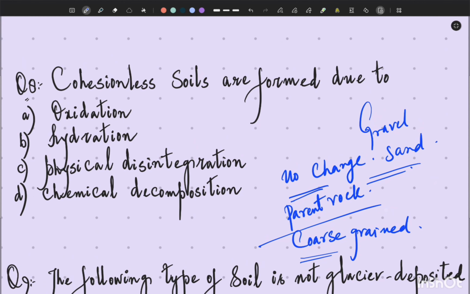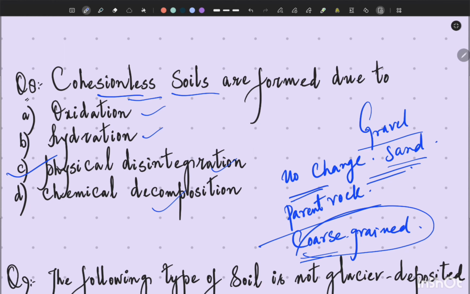So coming back to the question, it says cohesionless soils are formed due to oxidation, hydration, physical disintegration, or chemical decomposition. Which is the correct answer? Cohesionless soils, or the coarse grained soils, are formed by which of the processes? They are formed by physical disintegration. So cohesionless soils or the coarse grained soils such as gravel and sand are formed by physical disintegration.